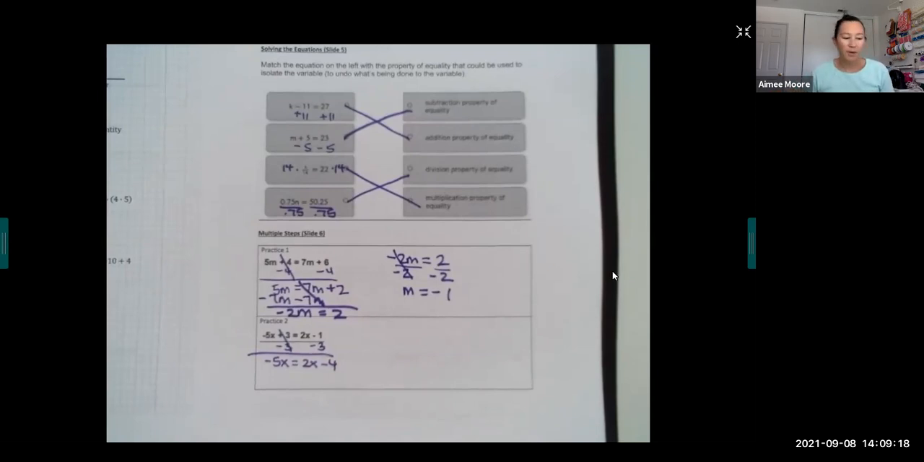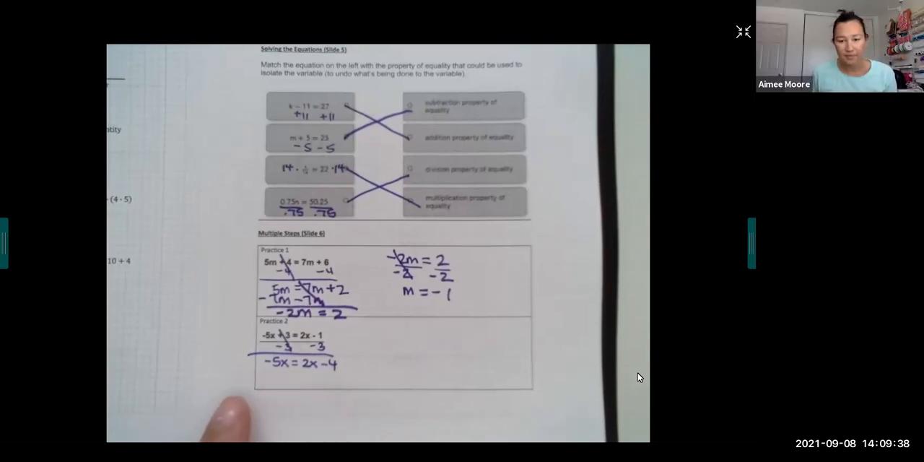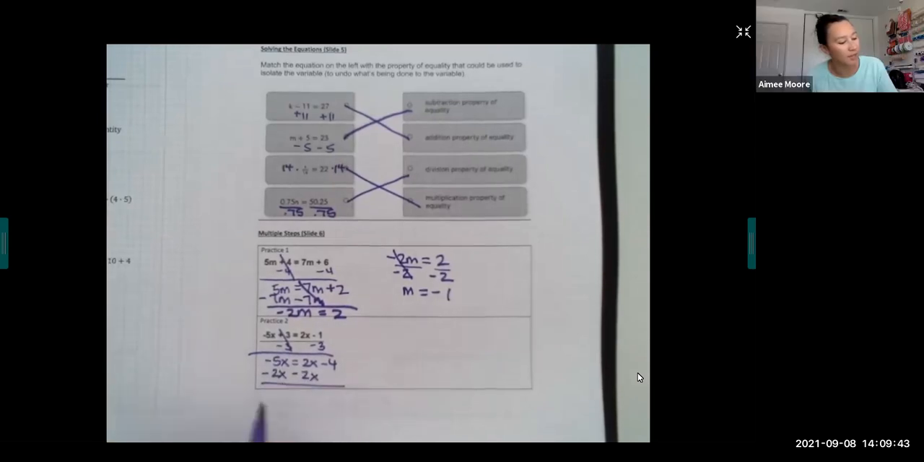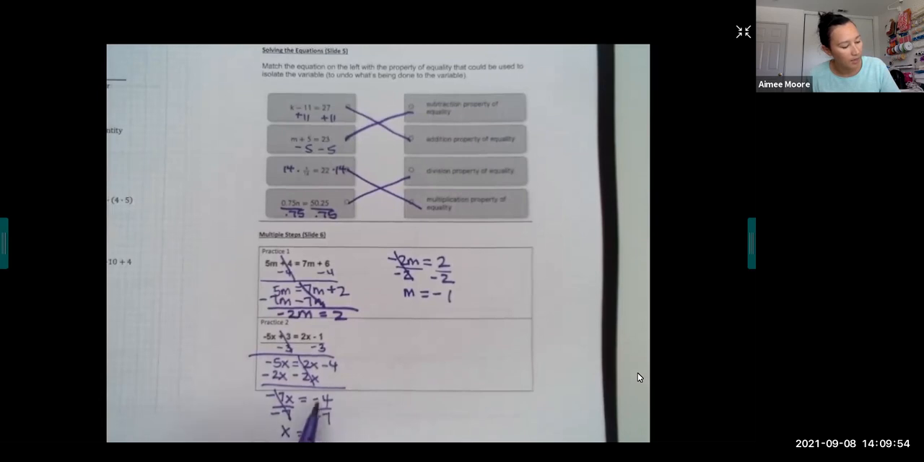And then can someone else tell me what would I do next? We could add 4, but there's really no. Wait, I put the wrong number. Oh, okay. Subtract 2x. Yes, that's what we want to do. We want to get our x's all together on the same side. Perfect. So then we get negative 7x equals negative 4. And then our last step, we just need to divide both sides by negative 7. And so x equals, since they're both negatives, it becomes a positive 4/7.